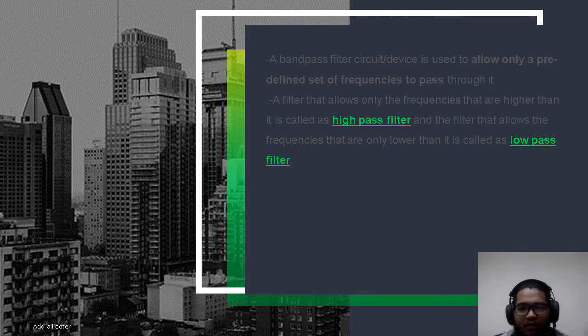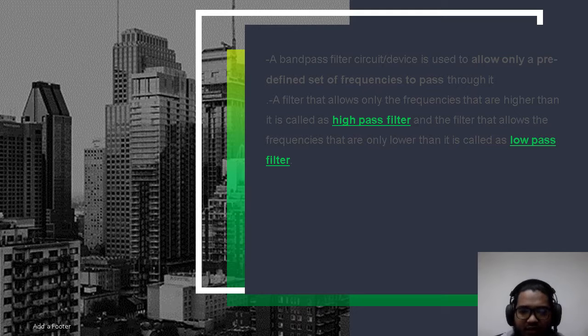So our project is the bandpass filter, a circuit or device that only allows a predefined set of frequencies to pass through it. There are two types of filter, the high pass and low pass. The high pass only allows higher frequencies to pass through it, and the low pass only allows lower frequencies to pass through it.